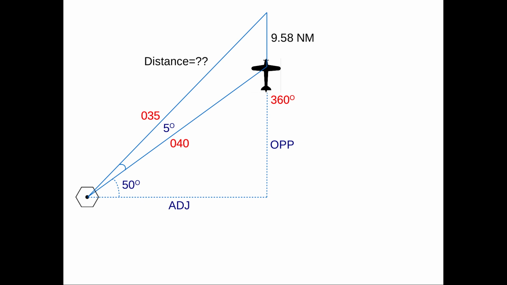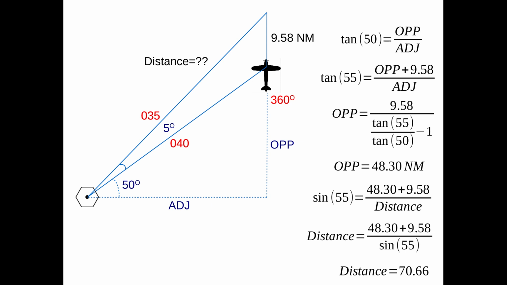So to solve this problem, you would extend the course that you're flying, or your heading, down to the abeam point of the navaid. And then now you have two triangles. Notice you have a small triangle inside a big triangle. The smaller triangle has a side opposite of a 50-degree angle with a length that I've labeled as OPP. The bigger triangle has a 55-degree angle, and its opposite side length is OPP plus 9.58. With that, you can set up a system of equations, and the system of equations relates the tangent of the two triangles. When you solve the system, you get a distance of 70.66 nautical miles.